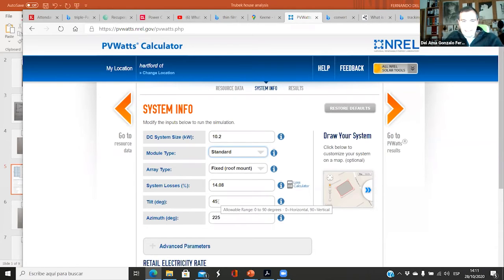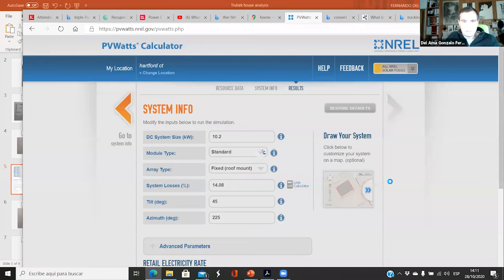So the tilt is the angle of the roof, and the azimuth is the orientation of the house. And that's it. And now we can go.